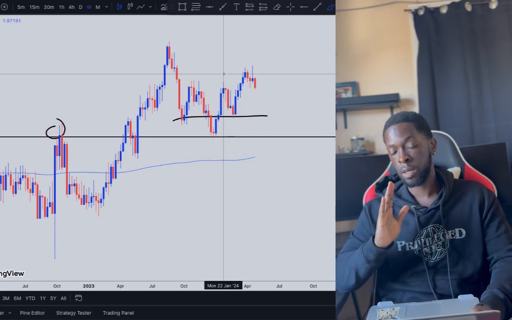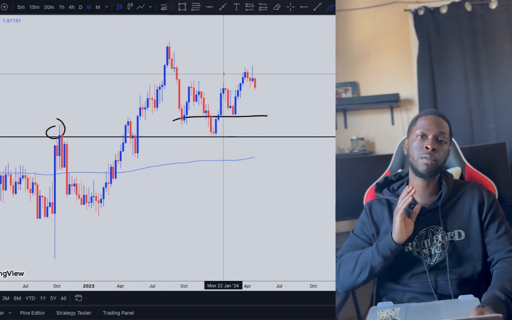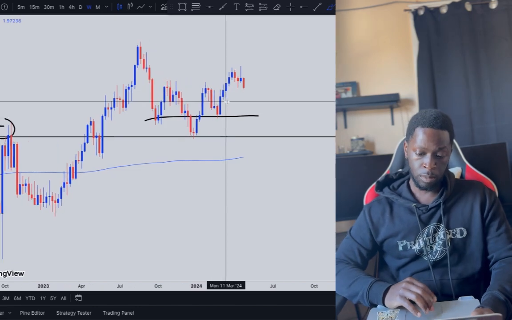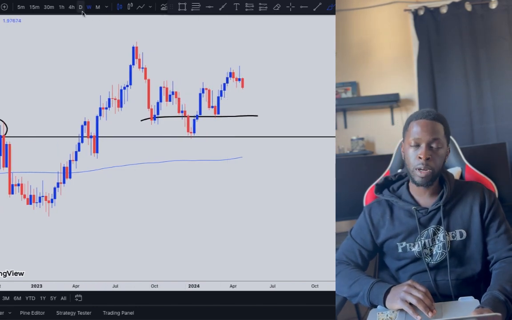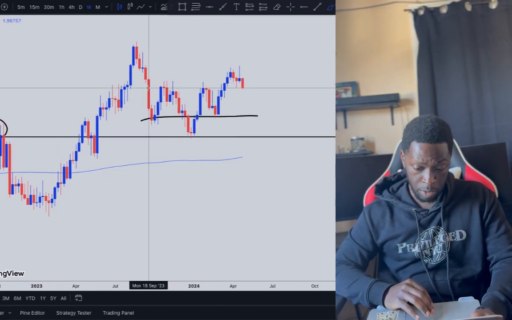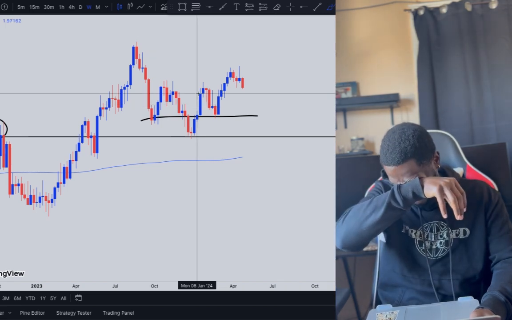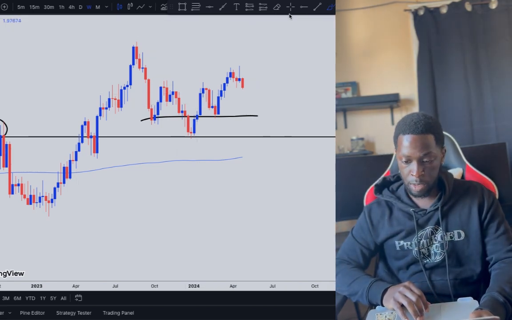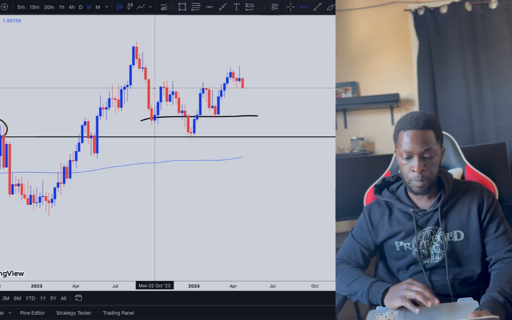Okay, so know the direction of the market. Know the direction of the market. It's very important, guys. Very, very important. But yeah, you can see. So we got that. I'll keep that line here just because we're going to drop to a smaller time frame.